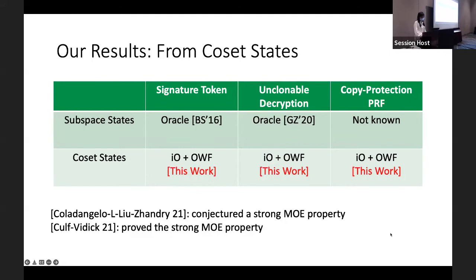Okay, and one last thing to mention is that to show the security of unclonable decryption and copy protection of PRFs, we relied on a conjecture. So we conjecture that these Cosets states satisfy something called a strong monogamy of entanglement property. But this property was then proved by Culf and Vidick in a follow-up work. And thus completing the entire picture here, we remove conjectures, we have clean statements, and we made this QIP submission together.